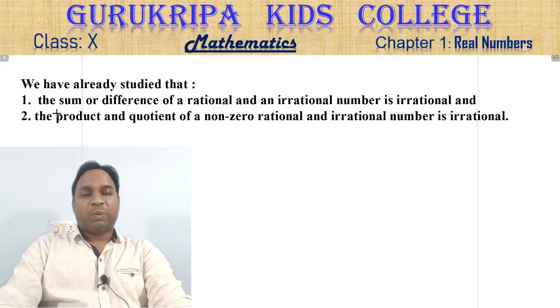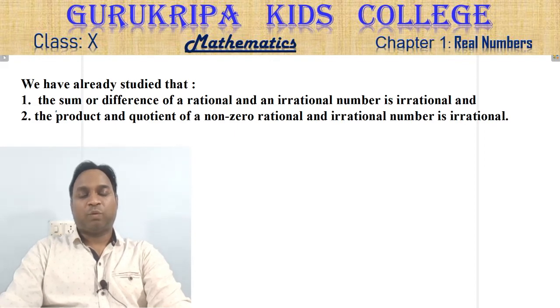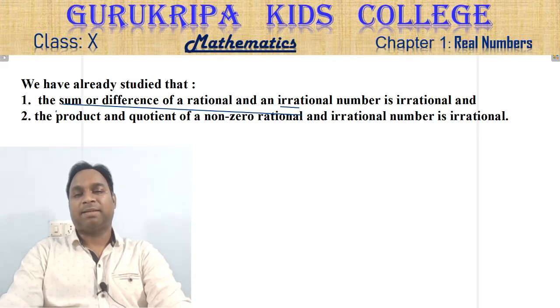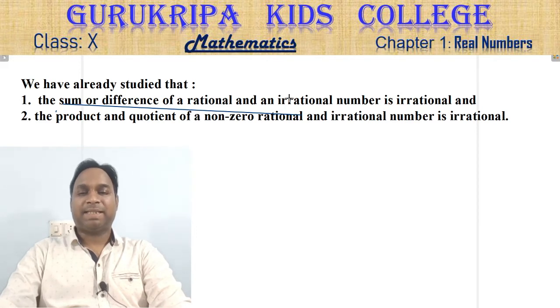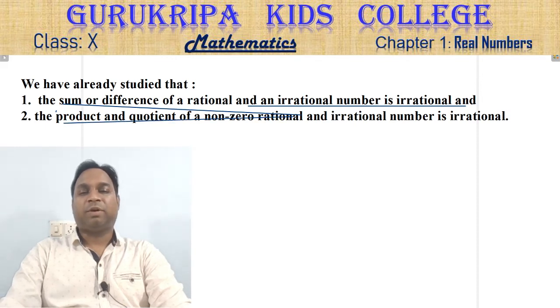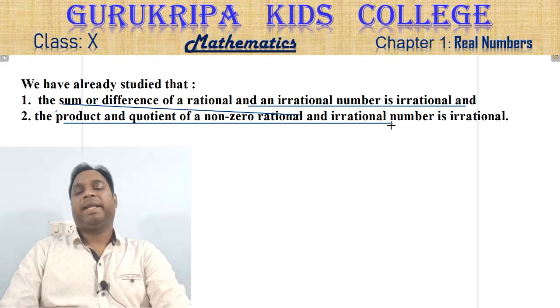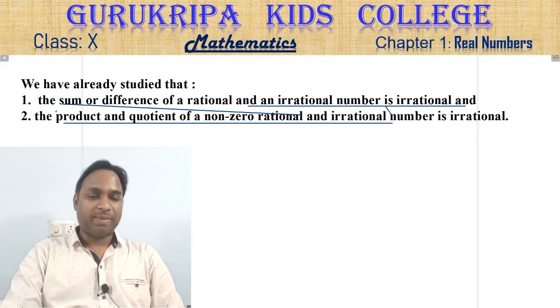Now, we already know that. What do we know? The sum or difference of a rational and an irrational number is irrational. And we also know the product and quotient of a non-zero rational and an irrational number are irrational.